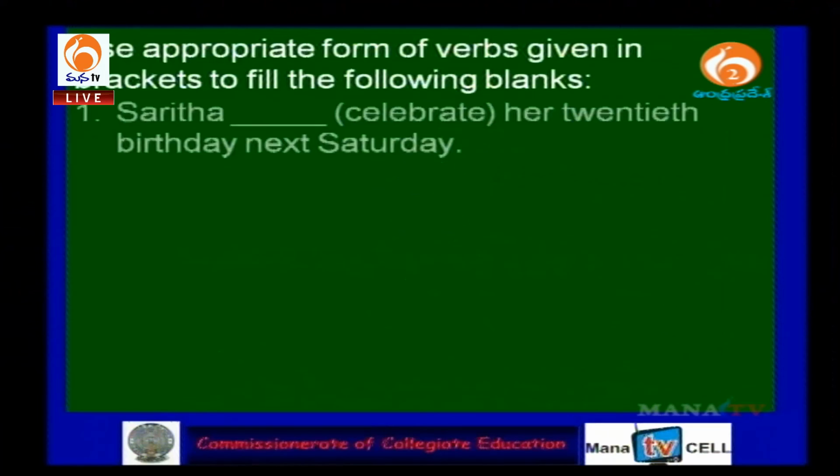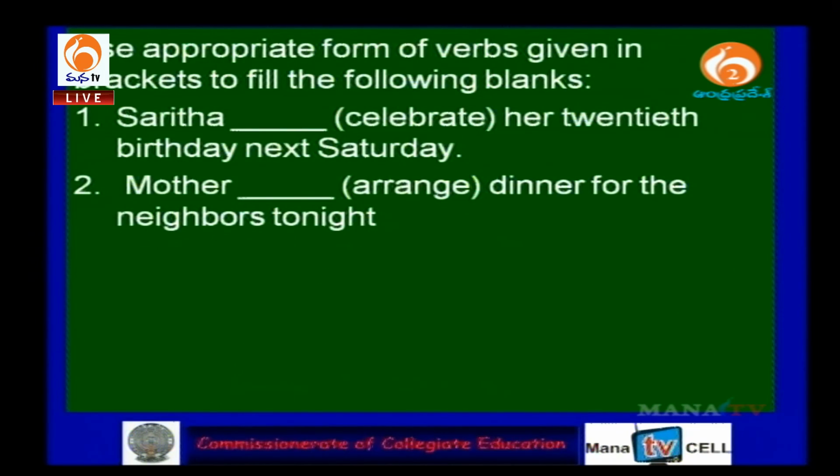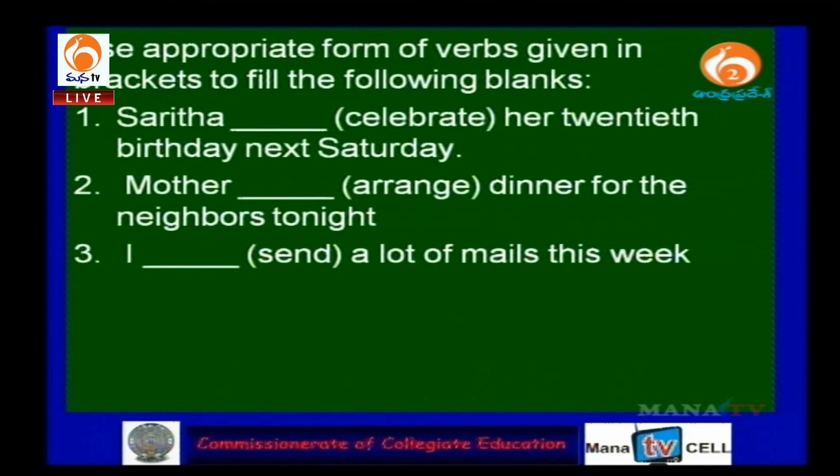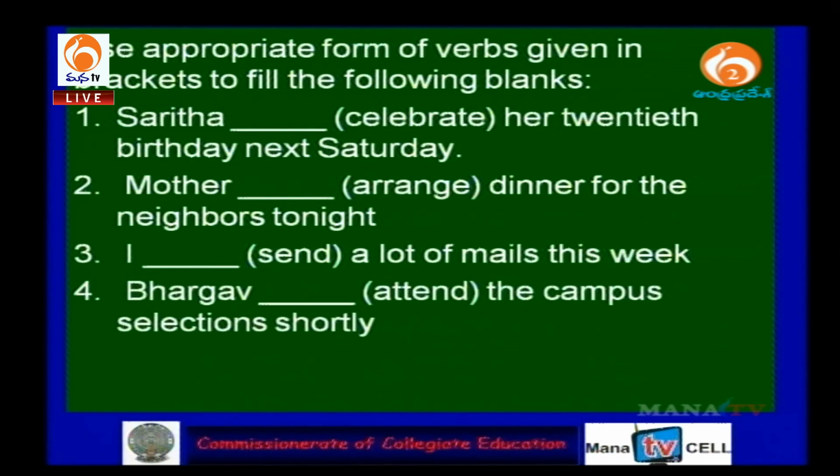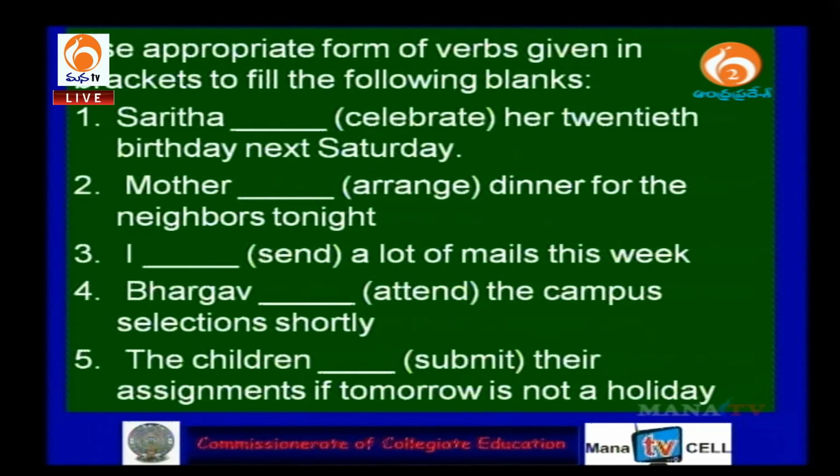Now, we have a small exercise with 5 examples. You can use whatever we have discussed so far to fill in the blanks. Sunita dash celebrate her 20th birthday next Sunday. So, you can choose any of the forms we have discussed so far in this presentation as a combination of a verb. Similarly, mother dash arrange dinner for neighbors tonight.